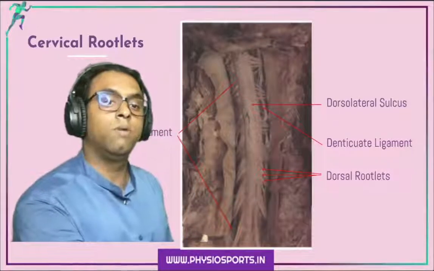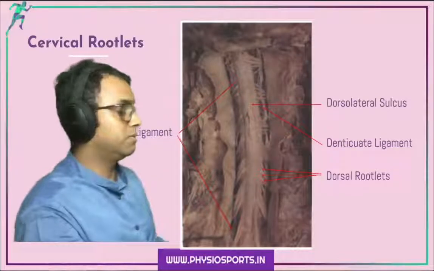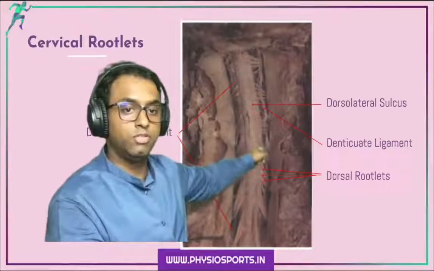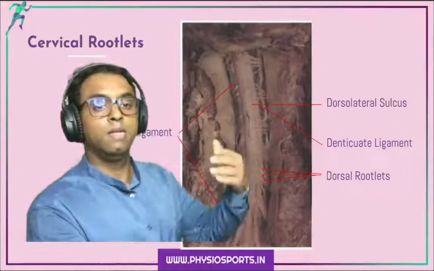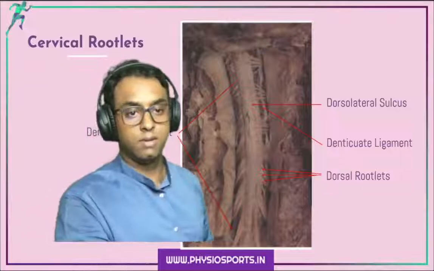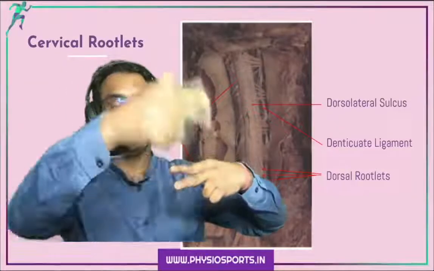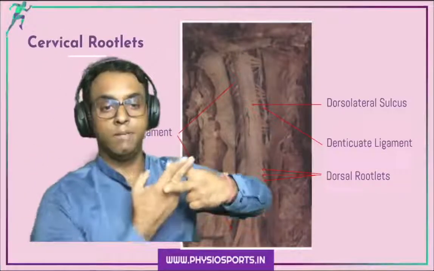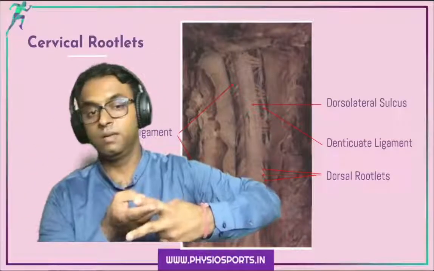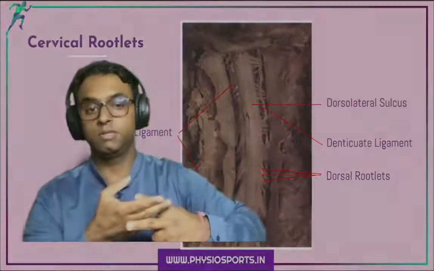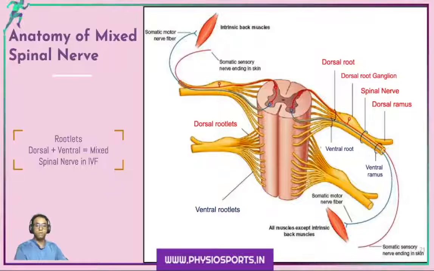Now, the important point is that the denticulate ligaments, which are triangular in shape, separate the dorsal and ventral rootlets. So, if those are the rootlets, the denticulate ligaments will lie in such a fashion which would separate the ventral and the dorsal rootlets. We now move on to the anatomy of the mixed spinal nerve. Anatomy of the mixed spinal nerve as shown in the figure over here.